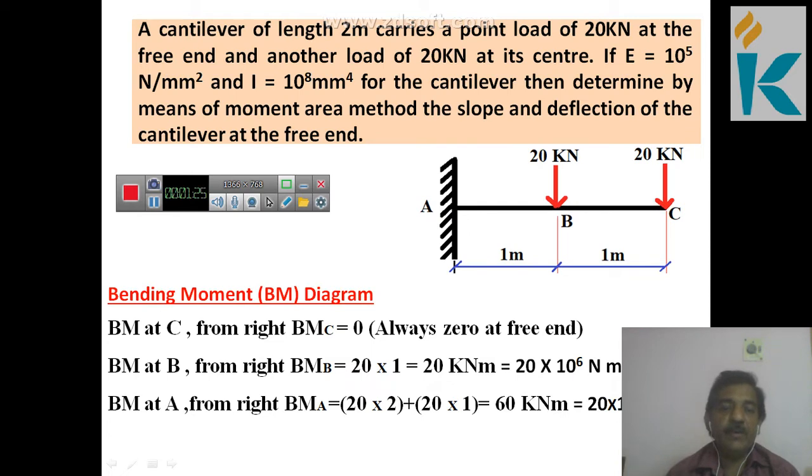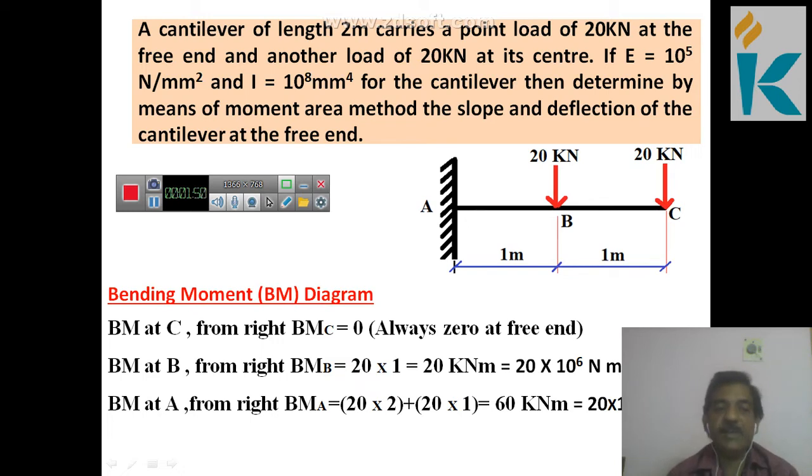Now what we are going to do is find the bending moment. For this arrangement you start from the right side. So there is bending moment at C from right. You simply mention it as BMC, suffix C. So BMC equal to 0. That is because of the rule: when you calculate the bending moment at the free end, it is always 0.